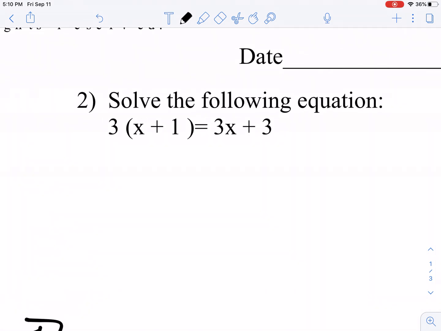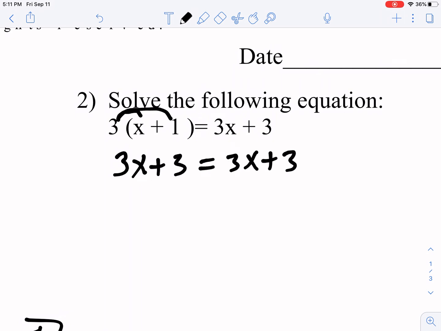Let's solve this using the same steps that we looked at before. First of all, step number 1, use the distributive property if we can here. So 3 times x is 3x, 3 times 1 is 3, is equal to 3x plus 3. Well, wow, check that out. We have 3x plus 3 equals 3x plus 3. Well, what does that mean, Mr. Pinksterhouse? Well, notice we have the exact same thing on both sides, okay?